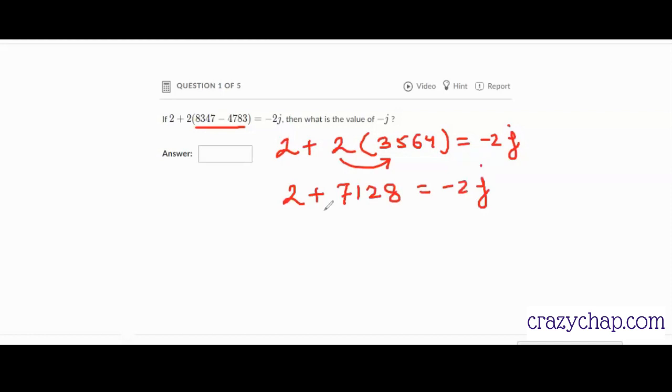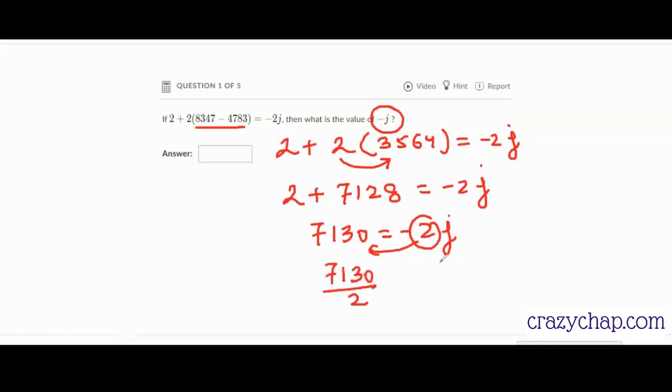And then when we add 2, we get 7130 is equal to negative 2j. Please understand, what we have to find is the value of negative j. So we won't bring negative 2, we'll just bring 2 down because 2 will come in division. So 7130 over 2 is equal to negative j. Divided by 2, you will get 3565. So that is the value of negative j, right? So my correct answer should be 3565 here. Good.